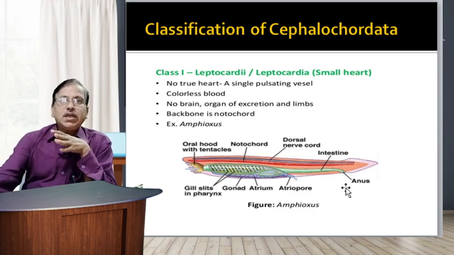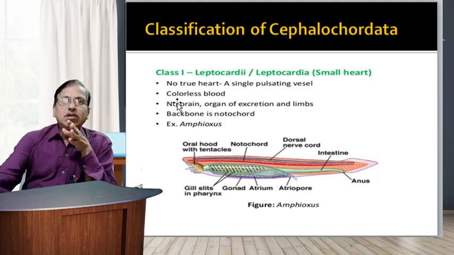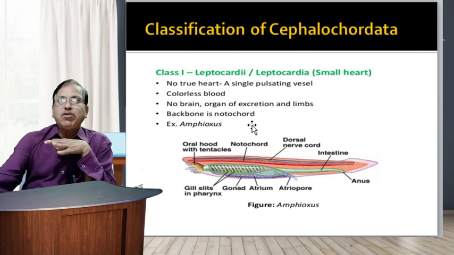This is a fish-like body. No true heart, only a single pulsating vessel, colorless blood, no brain, no excretory organ, and no limbs. The backbone is a notochord. This example is Amphioxus, the best example of the animals included in the class Cephalochordata.